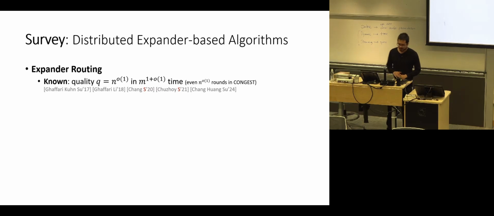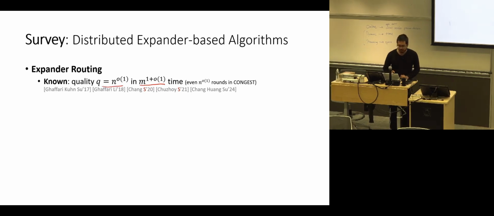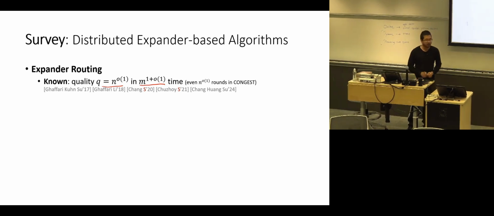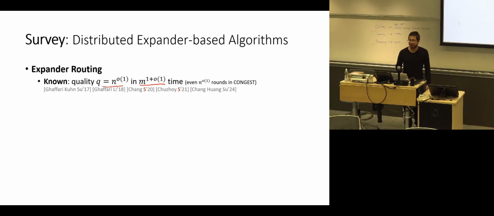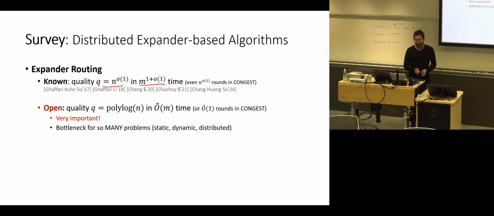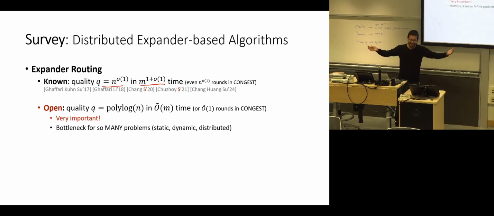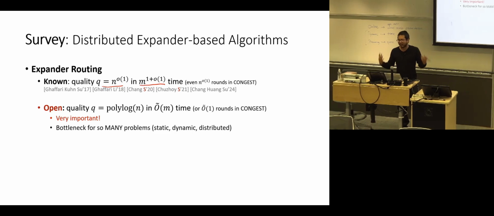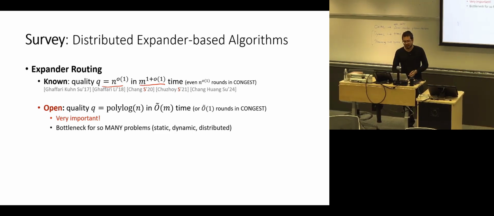And what's known is that when the quality is n to the little o(1), we have an algorithm. There is an algorithm that is almost linear time. And what's open is, can you get polylog? And it turns out to be super important again, a bunch of things really just rely on this. Okay. And it's a super natural problem. You have an expander, route the demand on the expander. How can you do that fast?